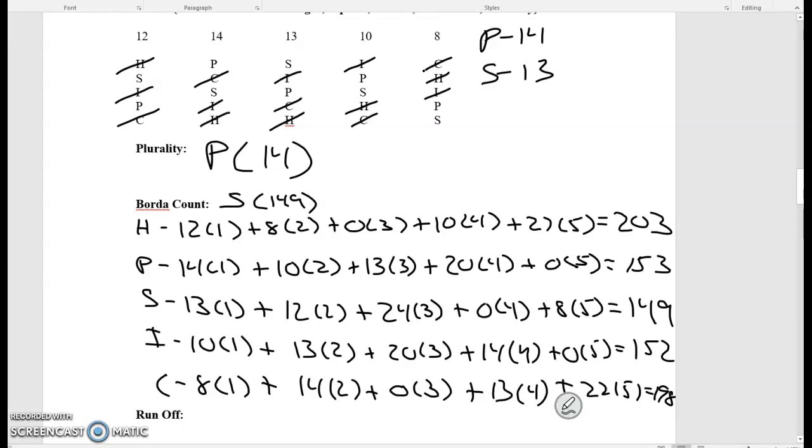S gets these 12 votes. Oh no, P gets these votes, S keeps its own. So P keeps its first place votes, S keeps its first place votes. Here, P gets these 10 votes. And P gets these 8 votes. So it's a score of 32 to 25. So my runoff winner is P with the score of 32.